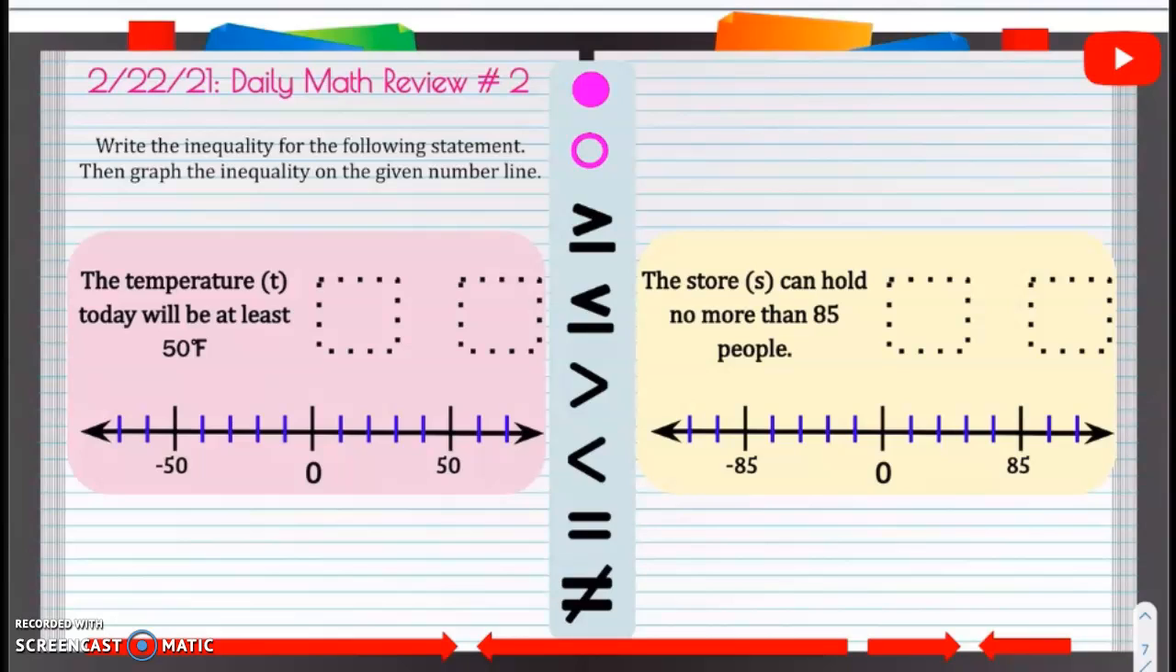Alright, so first, these two, we're going to take a look. The temperature T today will be at least 50 degrees. So we have that T for that temperature. And then we have at least 50 degrees. So it can be 50 degrees, so we're going to put that equal to there. But it will be at least 50 degrees, so it will be either hotter or the same as 50 degrees.